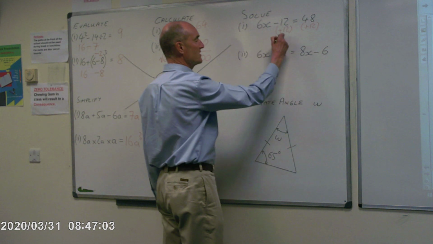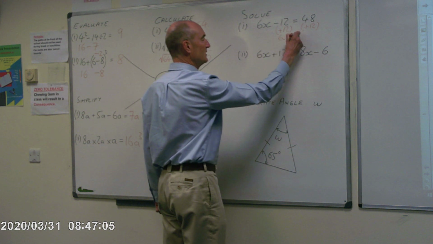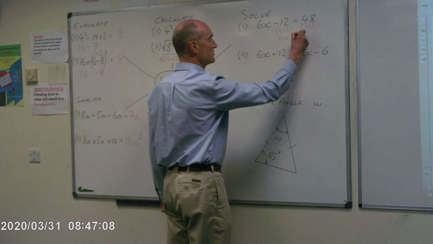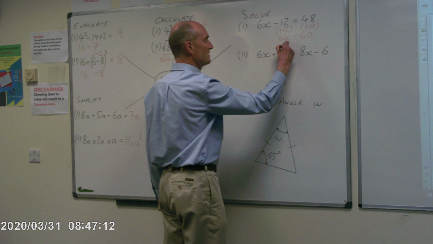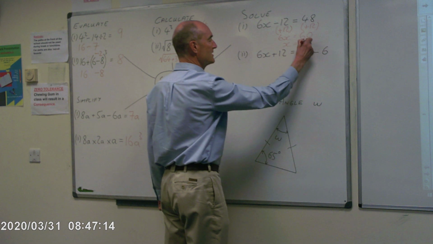Leaves us on the left hand side with 6x. On the right hand side, 48 added to 12 gives us 60. Divide both sides by 6, x equals 10.